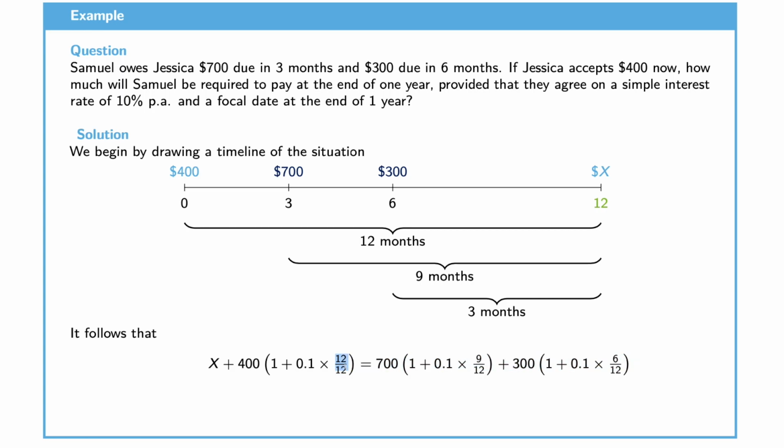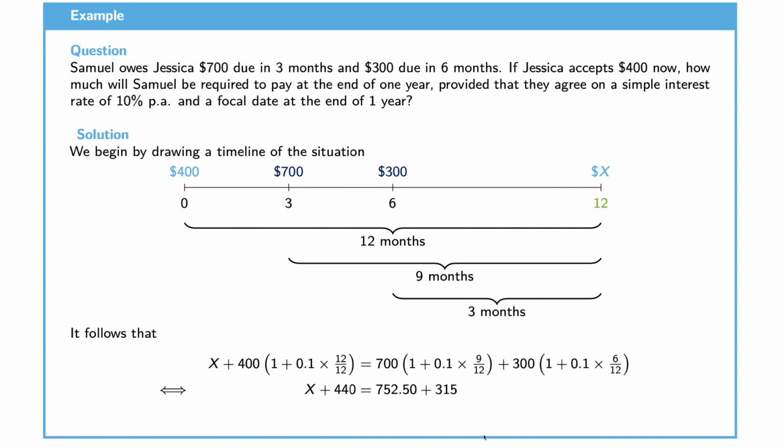That's the 12 months accumulation. Then on the flip side of the equation, we've got the $700, which we need to accumulate by 9 months here. So we've got 0.1 times 9 over 12. And then finally, we've got the $300, which we need to accumulate, and correctly I've written in the equation 6 on 12 months into the future. And again, multiply that by the simple interest rate of 10%.